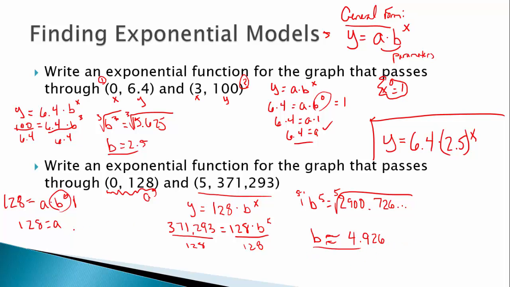So there's my b, there's my a, so that means the exponential model that I want is y equals 128 times 4.926 to the x power. Okay, you've got a couple examples of these to try in your notes. Pause the video. You can rewatch this if you need to. I know this is a little bit trickier than the first thing we did in the video, but give it a try.